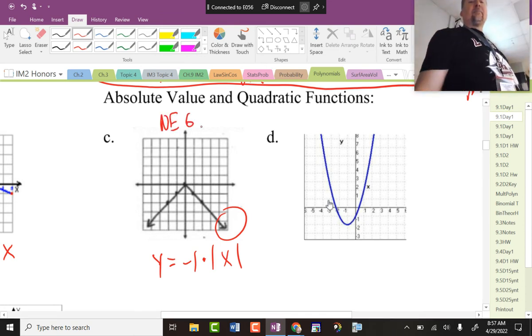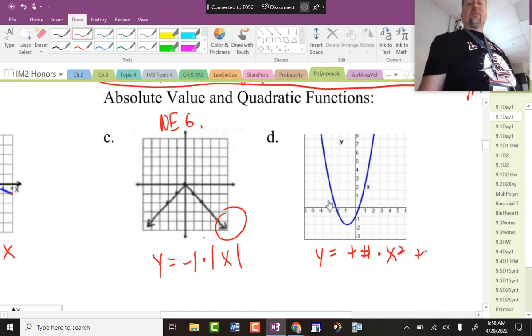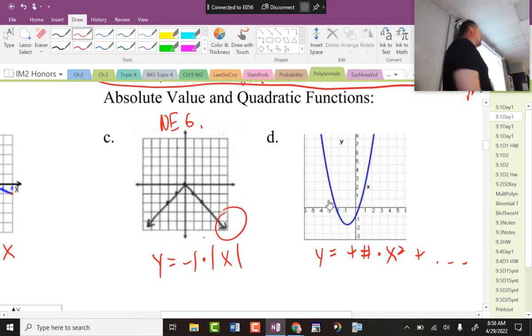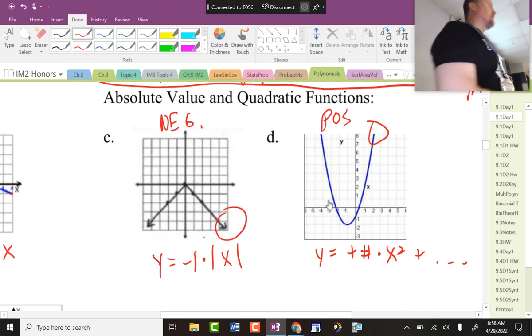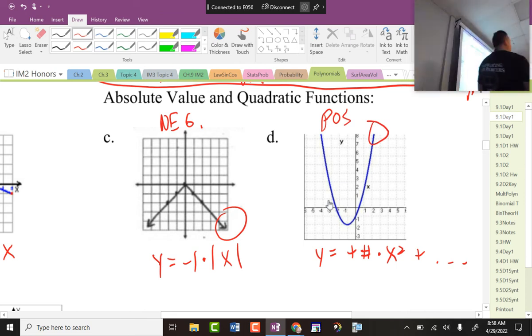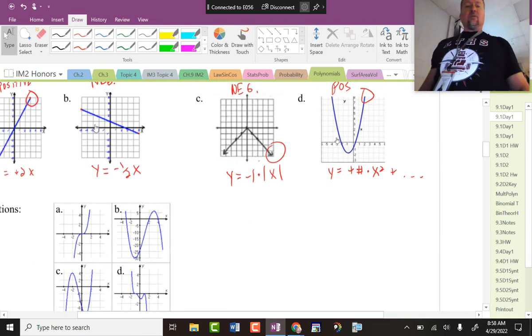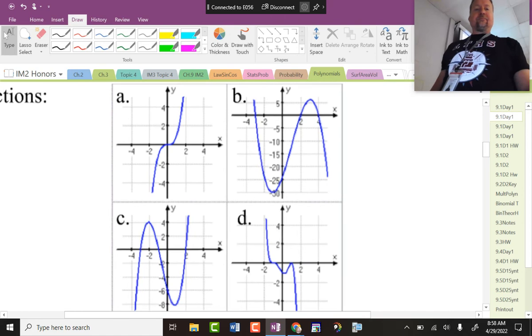Last one, letter D, positive or negative? 3, 2, 1, go. This is y equals a positive number times x squared plus a bunch of other stuff of lower degree than x squared, possibly. So this is positive. So end behavior, how this ends, is really what dictates what my leading coefficient is. Same thing with an x cubed. So we'll have to know that. And then here we go.